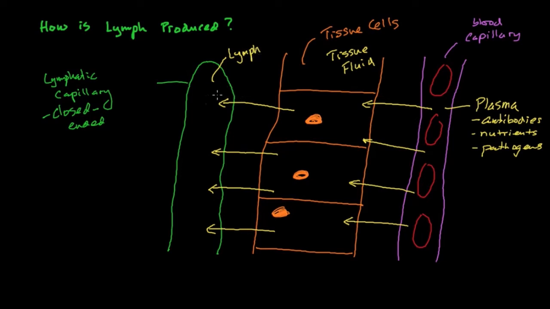And then this lymph will travel to larger merging structures called lymphatic vessels, back to ducts, and then ducts will return lymph back to the cardiovascular system through veins once that lymph has been cleaned, which we talked about in the previous lecture. Okay? So this is how lymph is produced.